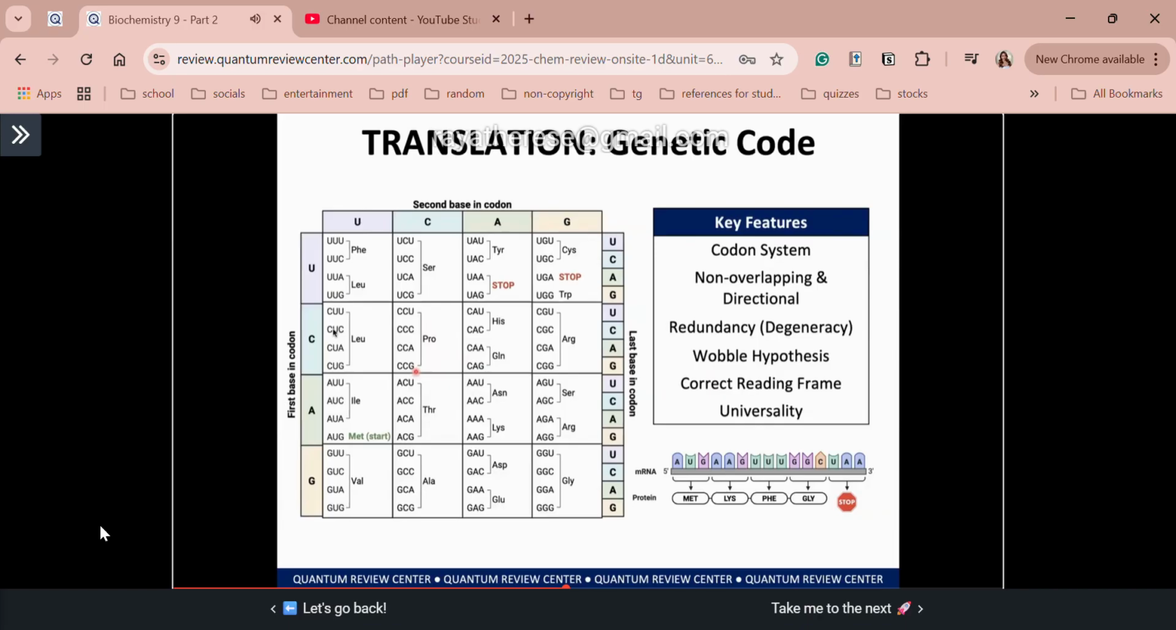Alright, so correct reading frame meaning from 5' to 3' reading frame. And for universality, again, the genetic code can be applied across all organisms. So, diba? That's why it's universal.